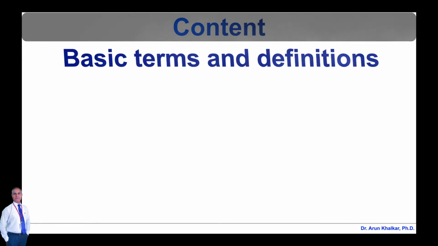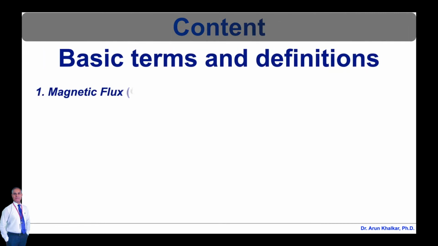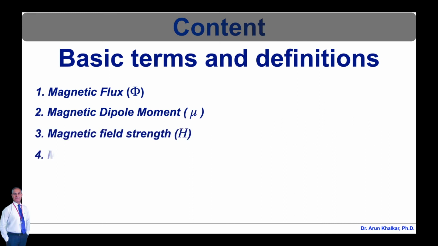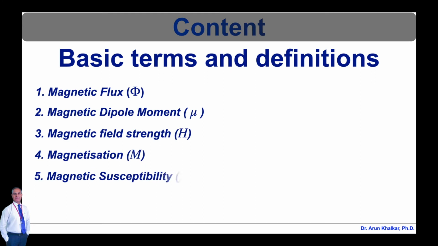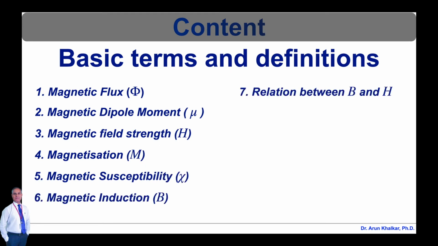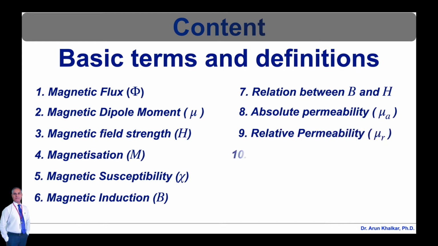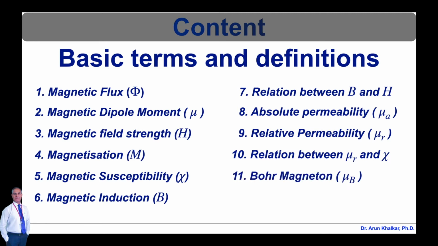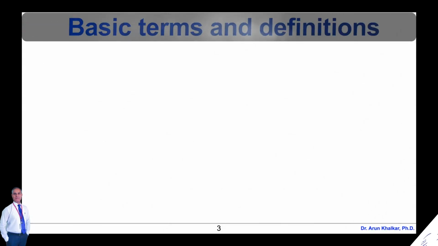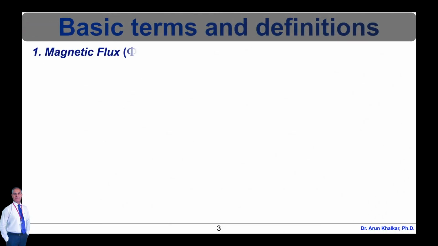I will explain basic terms and definitions which are magnetic flux, magnetic dipole moment, magnetic field strength, magnetization, magnetic susceptibility, magnetic induction or magnetic flux density, relation between magnetic induction and magnetic field strength, absolute permeability, relative permeability, relation between relative permeability and magnetic susceptibility, and finally I will discuss Bohr magneton. So let's see the first term, magnetic flux.